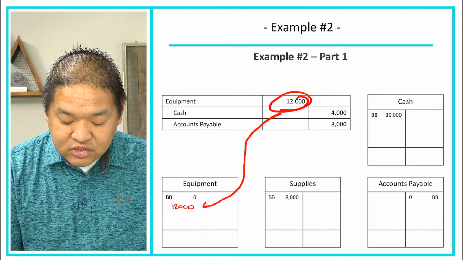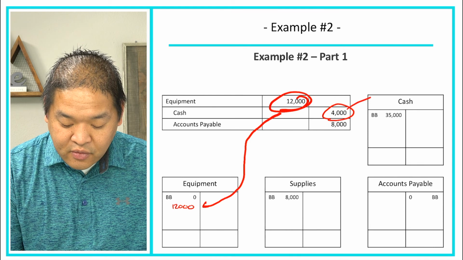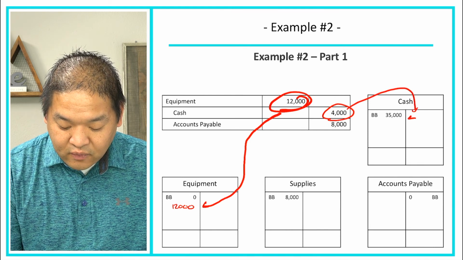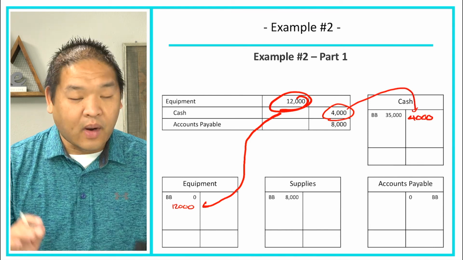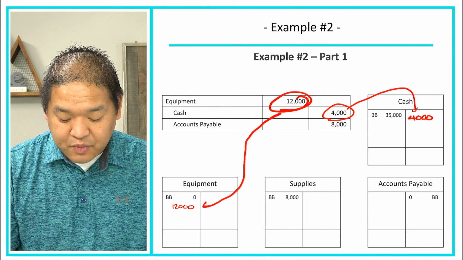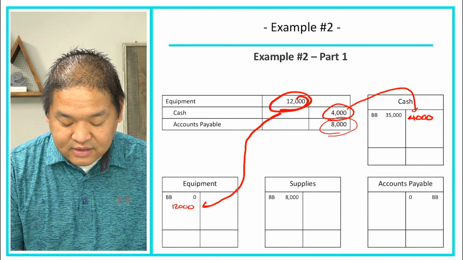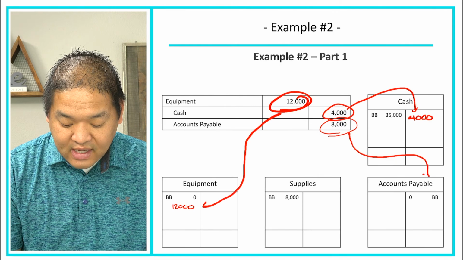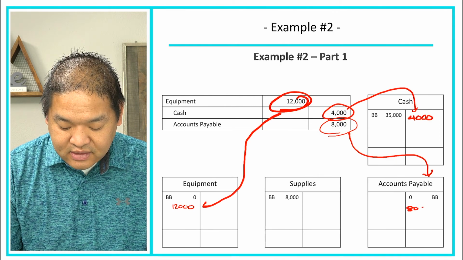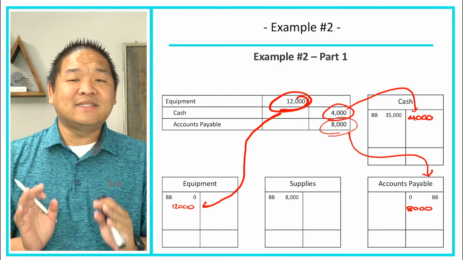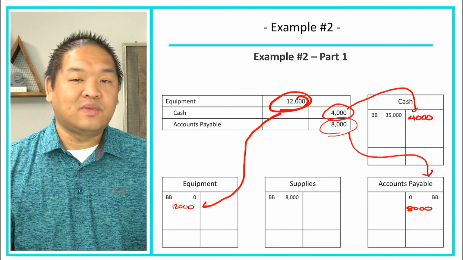All right, cash. Cash is on the right side. So we're going to move that over here, so 4,000 on the right side. And then accounts payable, 8,000. That's going to go to the right side. So 8,000 there.